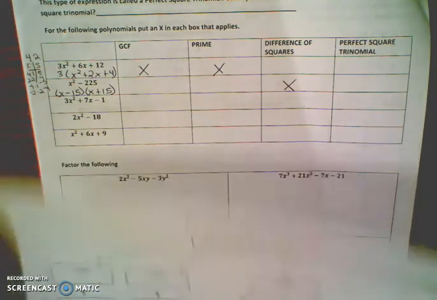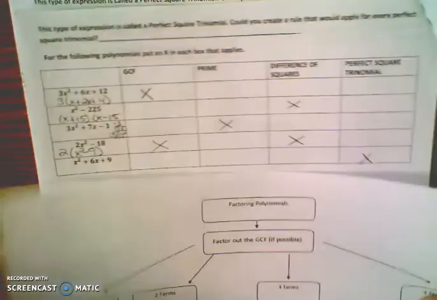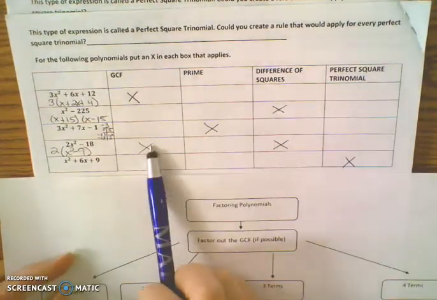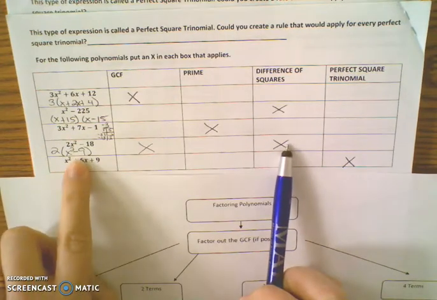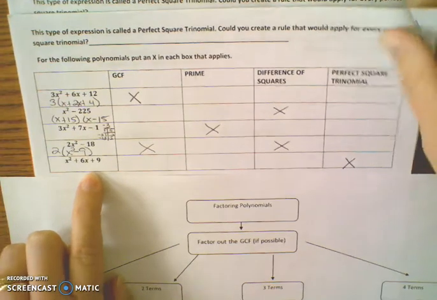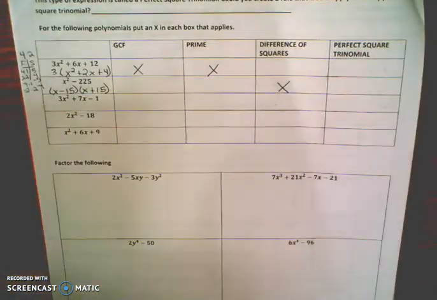Pause it while you give it a try. Okay, here are the answers for the rest of them. So this one's prime, GCF, also a difference of two squares, and then the last one is a perfect square trinomial. Okay, let's try some of the next ones here.